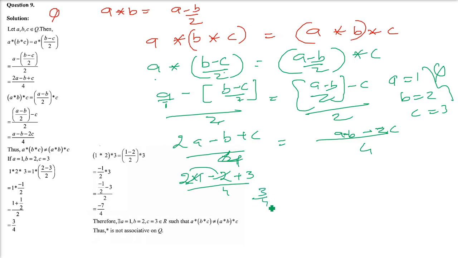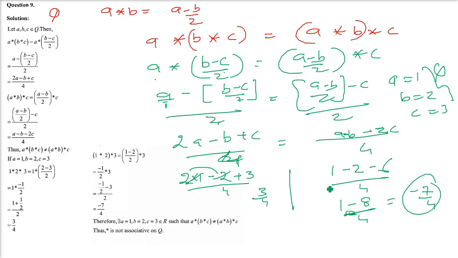Here you get A minus B, so 1 minus 2 minus this 2C is 6, divided by 4. So 1 minus 8 by 4. So what do you get? You get negative 7 by 4. Okay, so 3 by 4 and negative 7 by 4 are not equal. It is not associative.